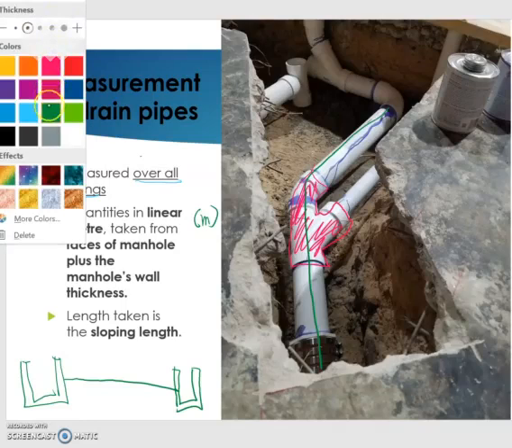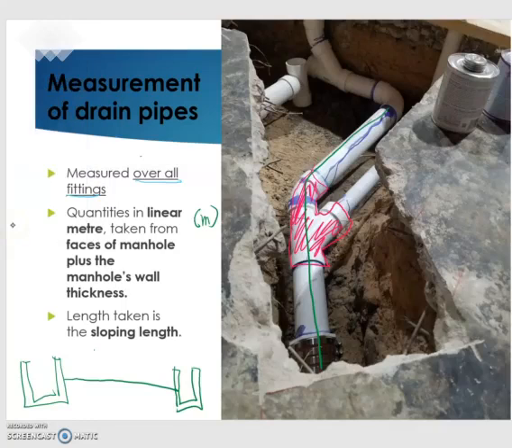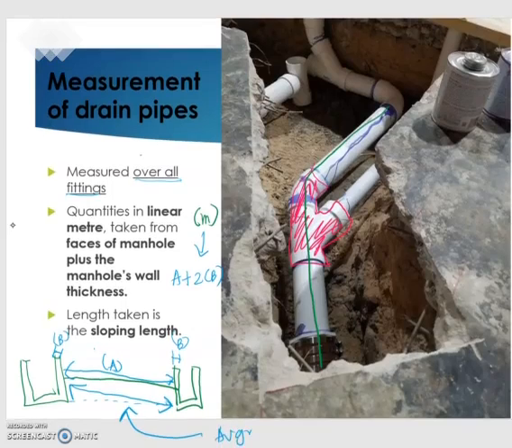So the length for your manhole should be taken as, okay, faces of manhole. So this is A, the length, and it should be including the manhole wall thickness. So this is a wall thickness, so this is B, and it comes in both sides, right? So B. So in other words, the length for your manhole is that A plus 2B. Well, depends. It could be a different thickness, so you gotta be very careful there. So the length taken is a sloping length, which means it is not flat. It is sloping. Okay, you gotta be very careful there. So if it's sloping, you have to remember what you need to do is to find the average depth.